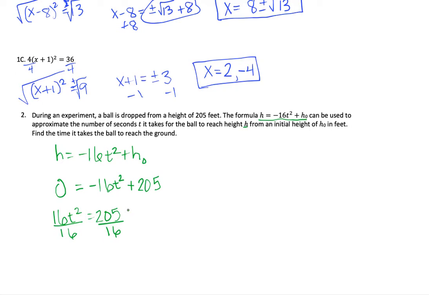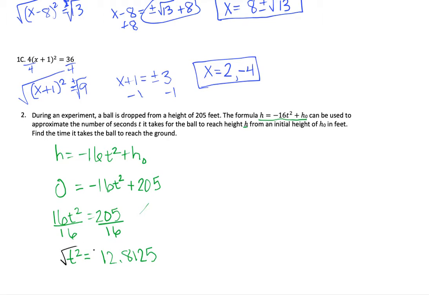12.81, that's what I get. Okay, so t squared is approximately 12 point, oh, what do I get? 0.8125. And we have to take the square root of both sides.